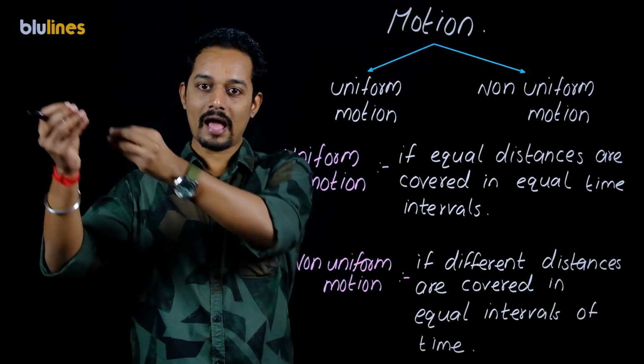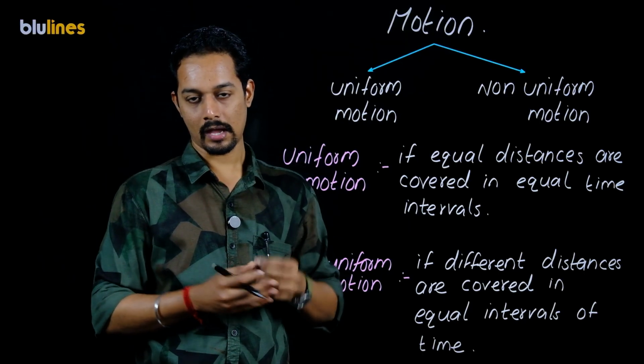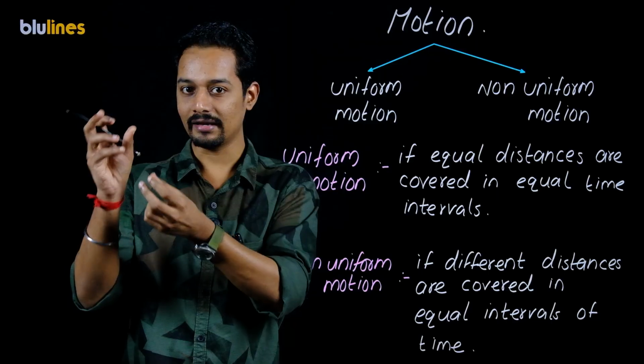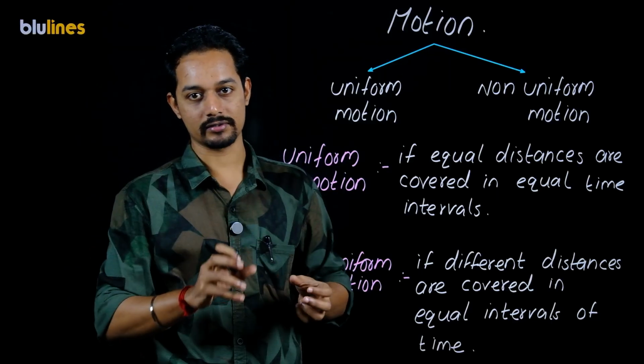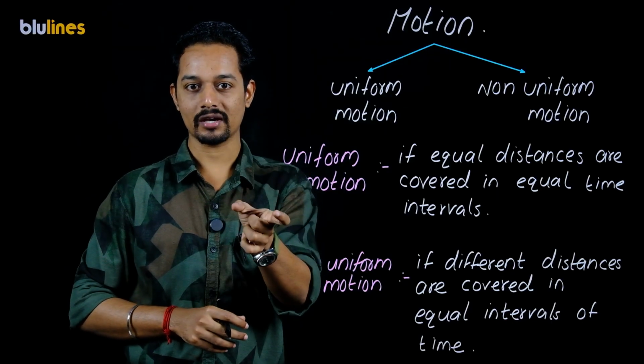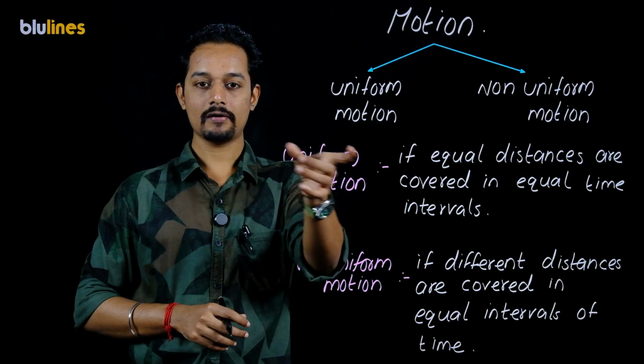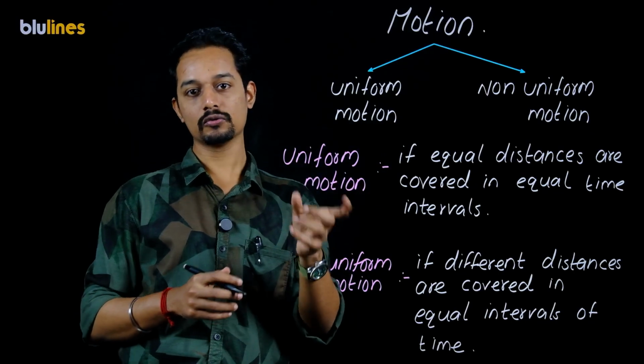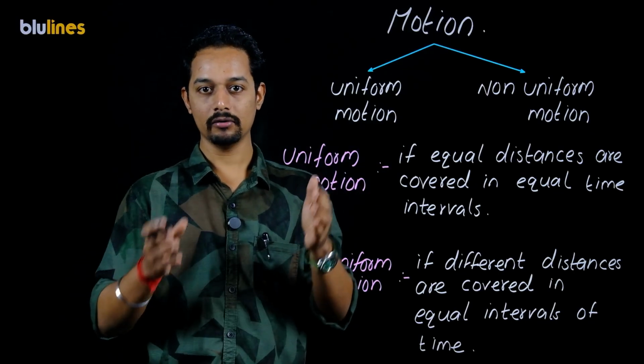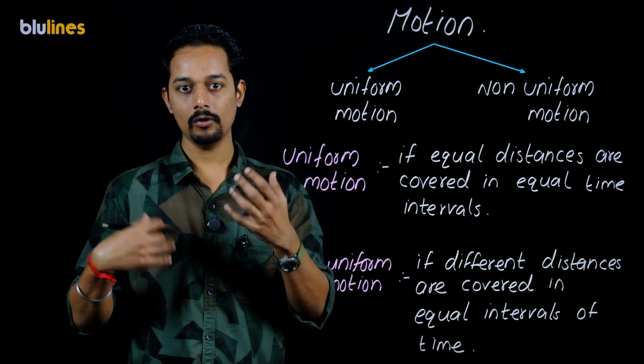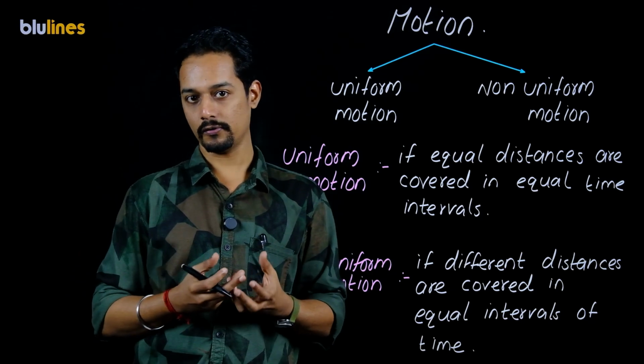For a uniform motion, it has to go in a flow, and it has to go in such a way that it always covers equal distance in equal time. If it covers 5 kilometers in 2 seconds, the next 5 kilometers should also be covered in 2 seconds. So this is what we mean by uniform motion. In this chapter, we will give a lot more importance to uniform motion.